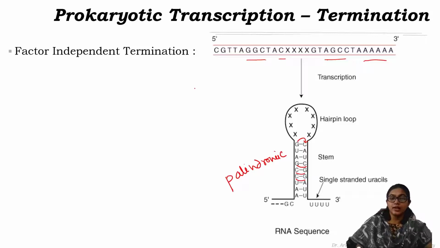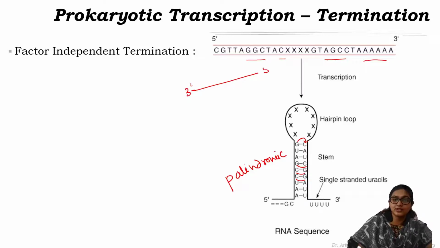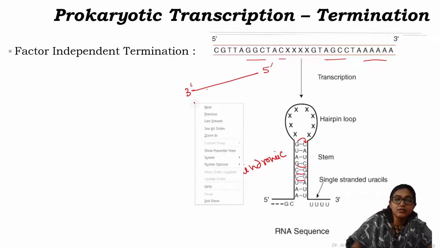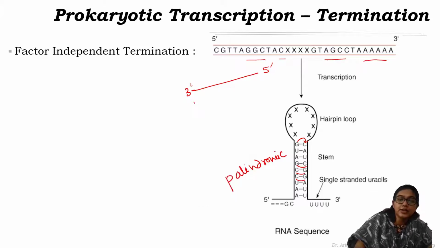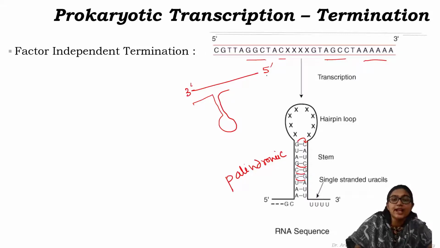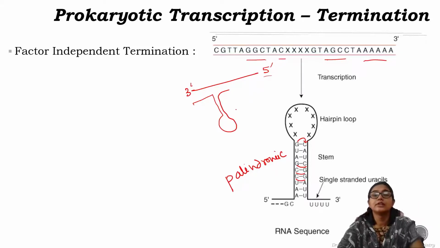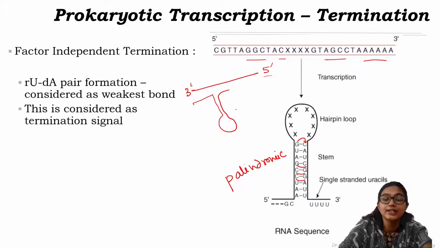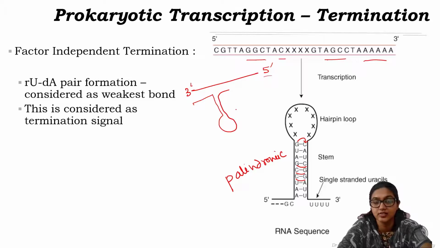Now, in the template strand, consider this is the template strand. When the mRNA is formed having a palindromic sequence, what happens? This new strand, now after getting separated from the template DNA, forms the hairpin loop. So basically the nascent mRNA strand is actually detached from the template strand. So this type of hairpin loop signals for the termination of transcription.